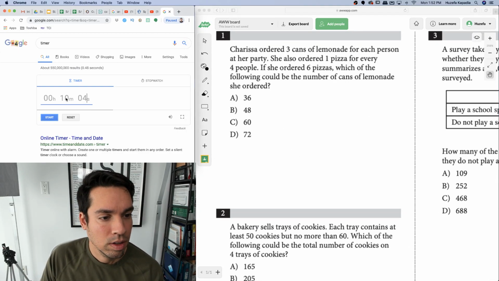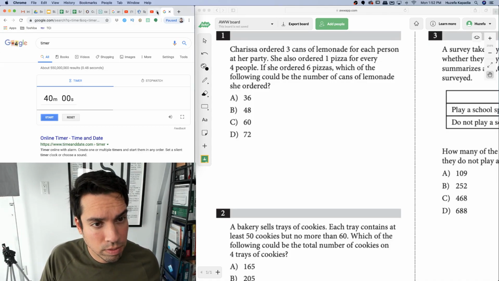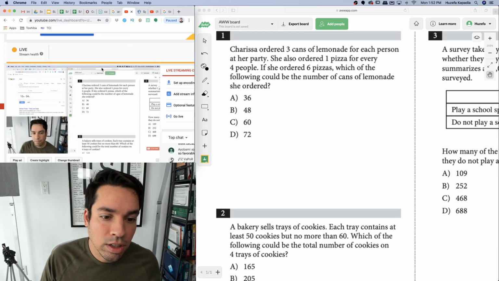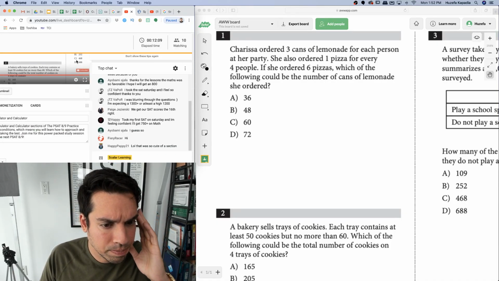Okay. This is a 40-minute section. Again, if you're taking this for real and you finish early, you're not going to do what I just did. You're not going to just stop, right? You're going to go back and you're going to check all your answers, all right?